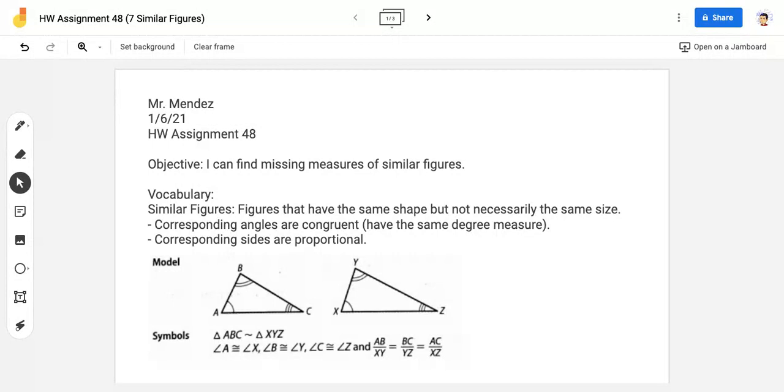Okay? Can similar figures be the same shape and the same size? Yes, they can. Remember, we call that congruent. If they're exactly the same, then we call them congruent. But if they are the same shape but different size, then we would call them similar.